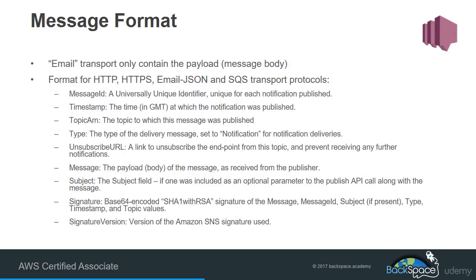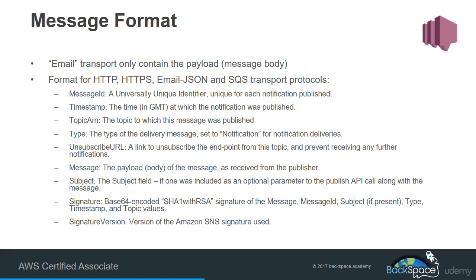The message format for the transport of messages. With email, the transport only contains the payload or the message body, but for the others, which includes HTTP, HTTPS, email JSON and SQS transport protocols, it includes the message ID, which is a universally unique identifier that is unique for each notification that gets published. It'll have a timestamp. It'll have the topic ARN, which is the topic to which the message was published to, the SNS topic. It'll have the type, and it'll have an unsubscribe URL, which is a link to an unsubscribe endpoint to prevent receiving any further notifications.